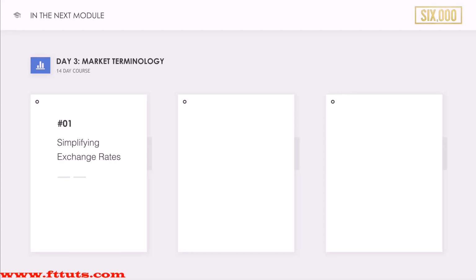Now, heading into our third module in the Six Figure Capital 14-day course, we have day 3, market terminology. First of all, we'll cover simplifying exchange rates, pips and pipettes, and finally, calculating profit. So I'm excited for day 3, tomorrow's module.